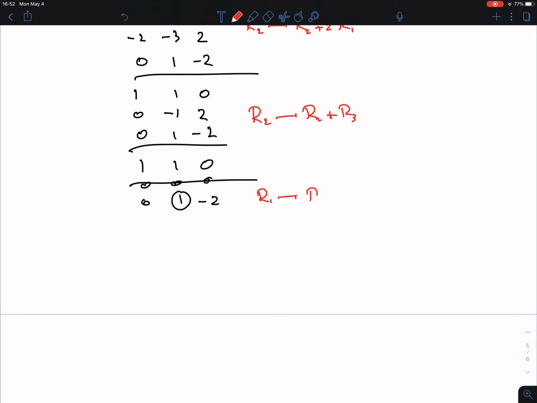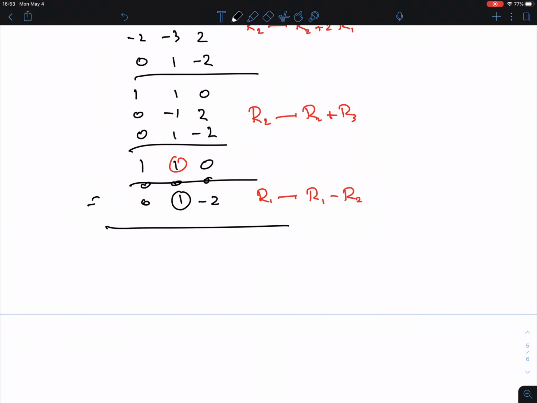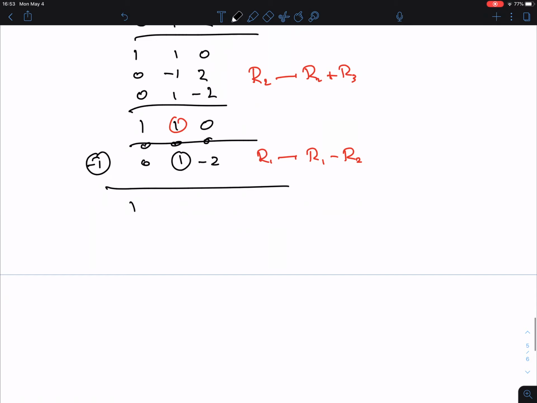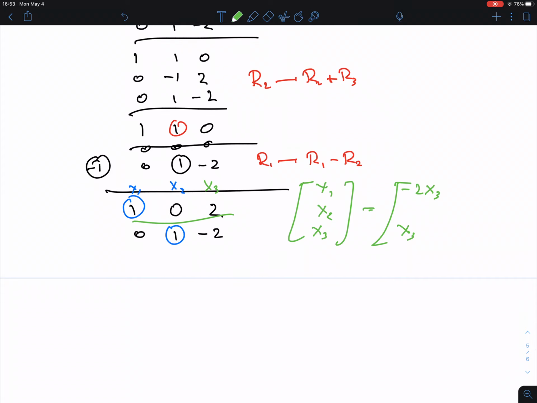So I'm going to do row 1 minus row 2. This is to get this guy 0, and what does it give me? So I'm multiplying with negative 1 here, and add up to that, so I get 1, 0, 2, 0, 1, negative 2. That's it. So our pivot variables x1, x2, free variable x3. So we have that x1, x2, x3 is equal to, x1 from this equation is negative 2x3, and this tells me that x2 is 2 times x3, so we get negative 2, 2, 1.